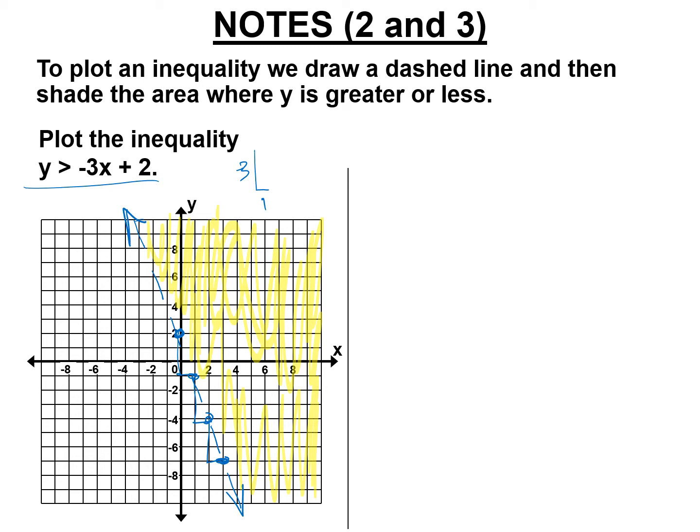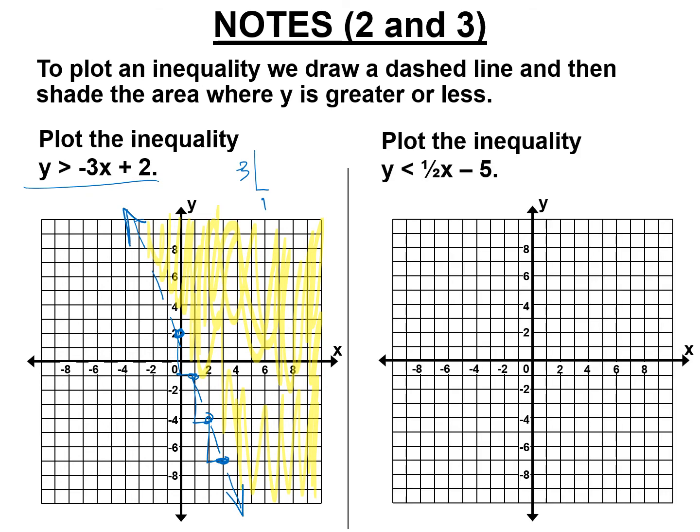So let's try another one. Hold on. There we go. So plot y is less than 1/2 x minus 5. So the y-intercept is 0, negative 5. The slope is 1/2. 1/2 is over 2 and up 1. So over 2, up 1, over 2, up 1, over 2, up 1.